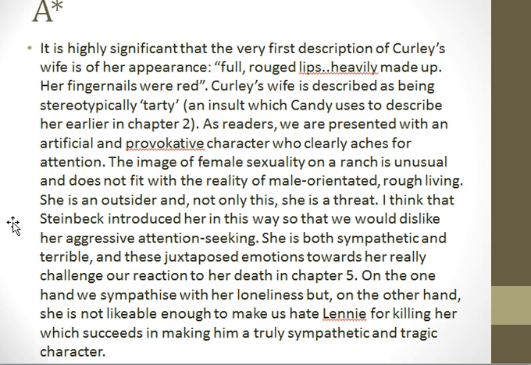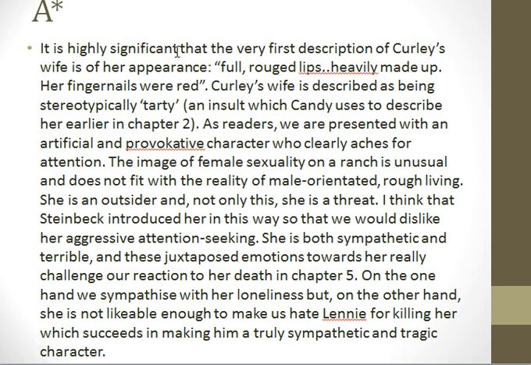Now, A-star, it's still doing the same thing. It's still point, evidence, explain. The difference is you're more analytical and you're evaluating, which means that you're weighing up how effective something is or how important it is. Think about your evaluations in science. You kind of comment on how well something's gone, an experiment's gone, for example. Similar sort of skill here in English. So it's highly significant. See how evaluative that is? It's weighing up that it's important.